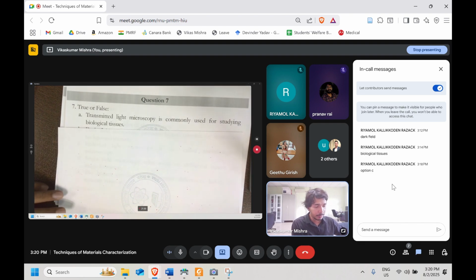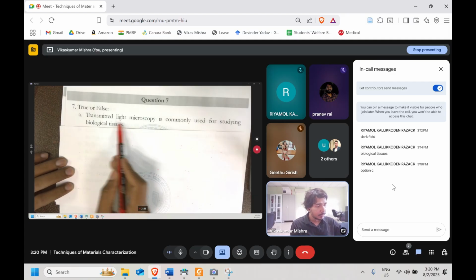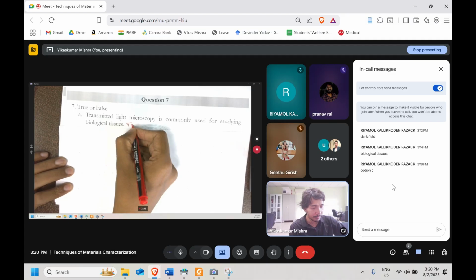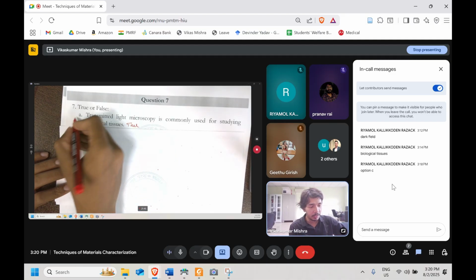This is a true and false type. The first one: transmitted light microscopy is commonly used for studying biological tissue. Riyamol has already told us that it's correct, so it's true, right? So here we can say that option A is the right answer.